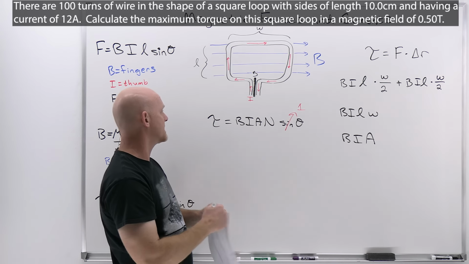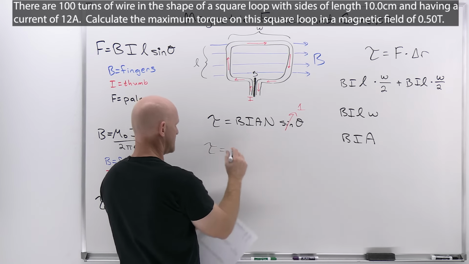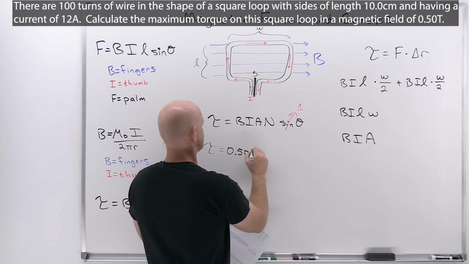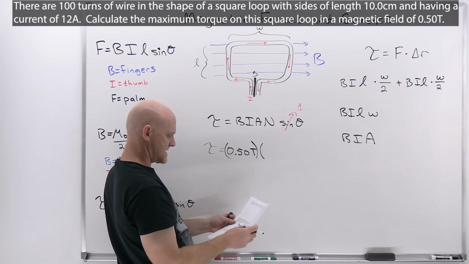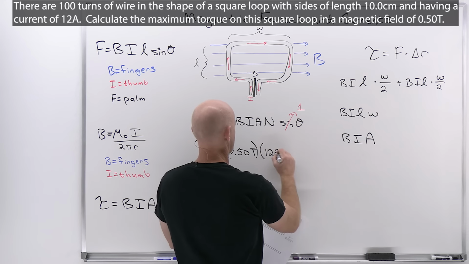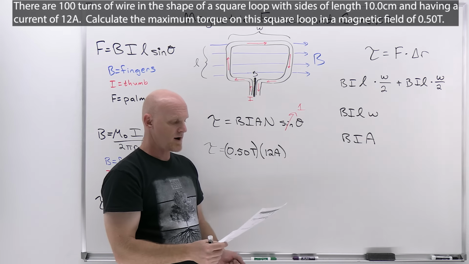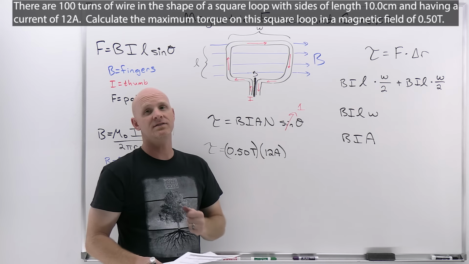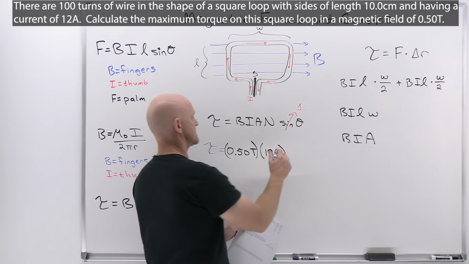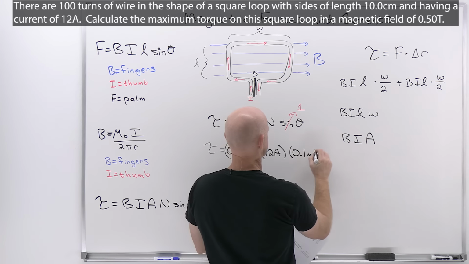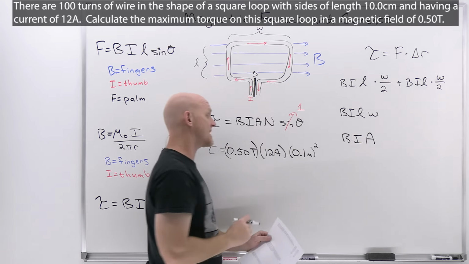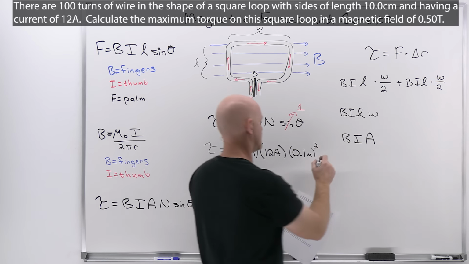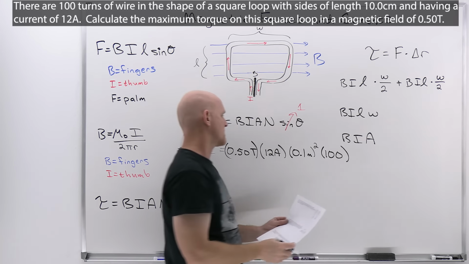Okay, so we'll go there, and now it's plugging and chugging from here. So torque equals magnetic field, and that's given as 0.50 Tesla, times the current, and in this case given as 12 amps, times the area. In this case, we're told it's a square, and it's a square with sides of length 10 centimeters. Well, in SI units, 10 centimeters is 0.1 meters. And area of a square is 0.1 meters squared. It's side length squared. And then finally, times the number of turns we're told is 100. And there's our calculation here.